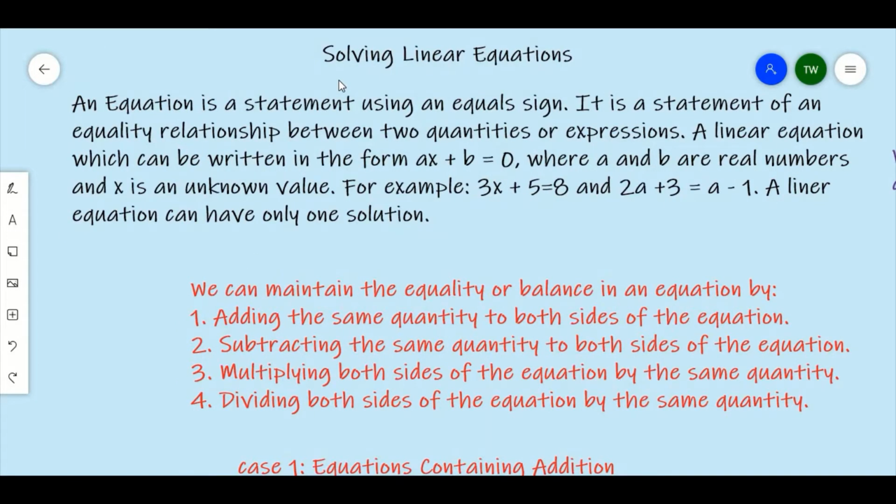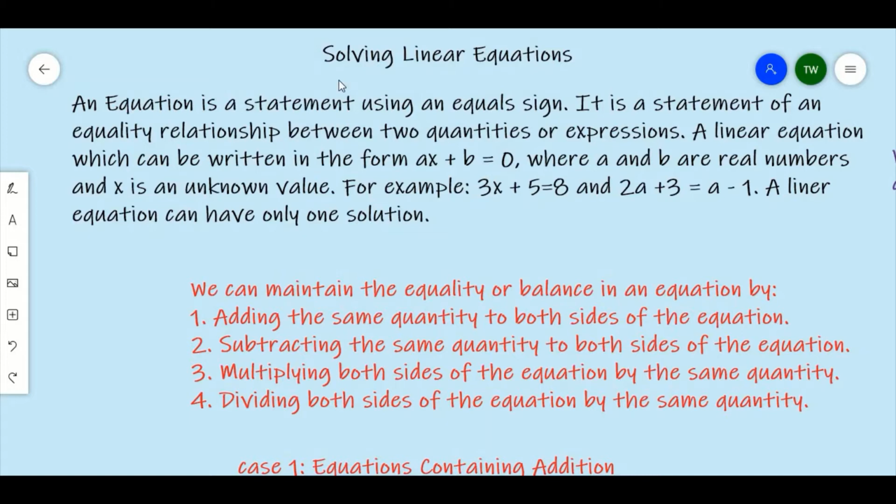We can maintain the equality or balance in an equation by: 1. Adding the same quantity to both sides of the equation. So it doesn't matter, once you are doing it to both sides of the equation, it is legal. 2. Subtracting the same quantity from both sides of the equation. 3. Multiplying both sides of the equation by the same quantity. And 4. Dividing both sides of the equation by the same quantity.